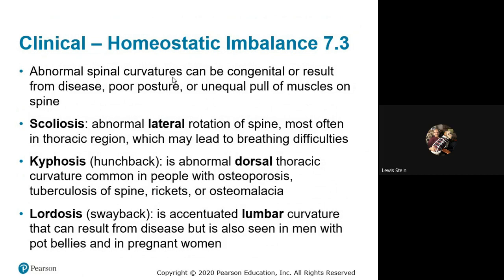So what happens when you go to the doctor and they want to check for scoliosis in children at puberty, they have you bend over, and you get an S curve. That's what scoliosis is. Basically, they're palpating these, particularly the ones in the thoracic area. So scoliosis, lateral rotation, typically thoracic, can be a problem.